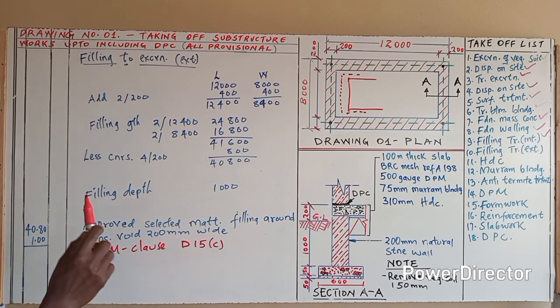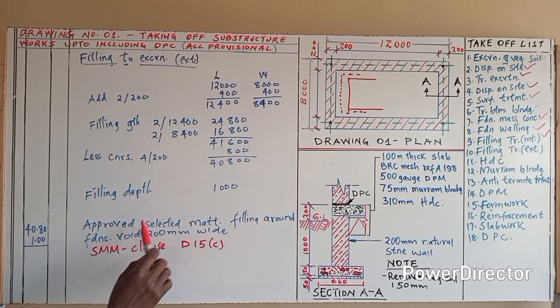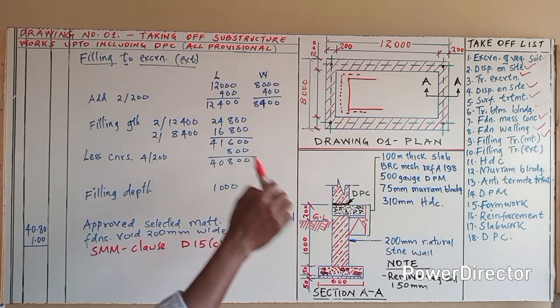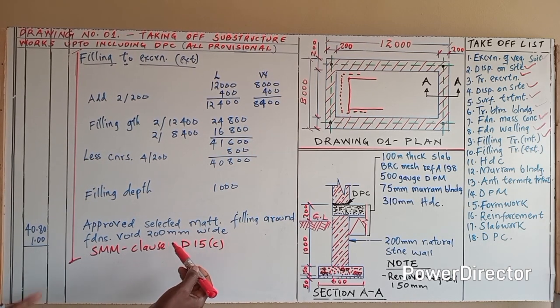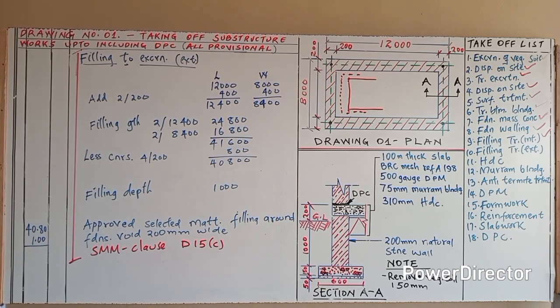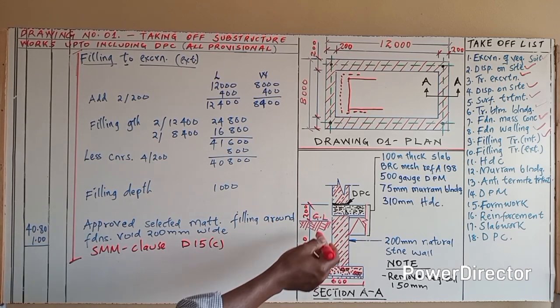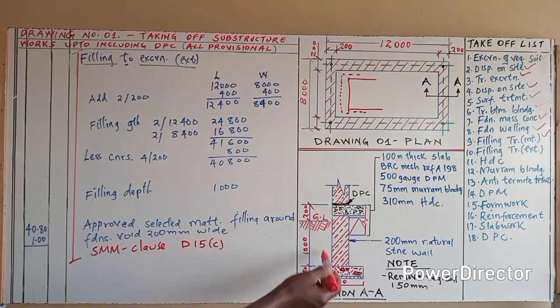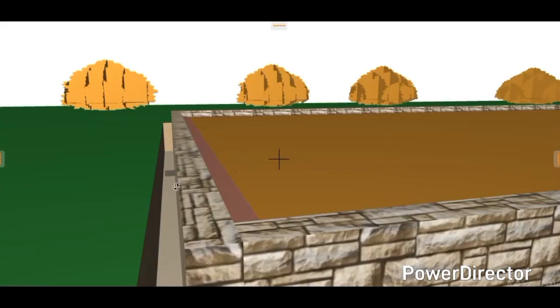So if we have to explain that, it is approved selected material filling around foundation, but now the void is 200 millimeters wide around the foundations. You can now read more on SMM clause D15C. Now watch the following demonstration by Archicad program, how the filling is being done to this external void. Now, let us now fill this one, because it might pose threat to those who are working here. So let us now fill it.